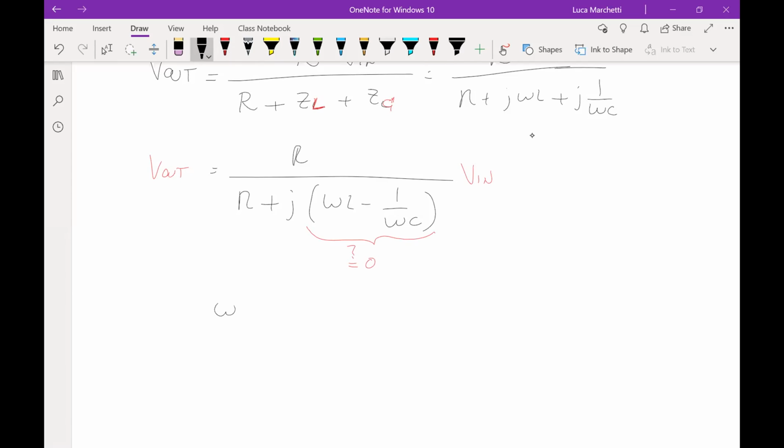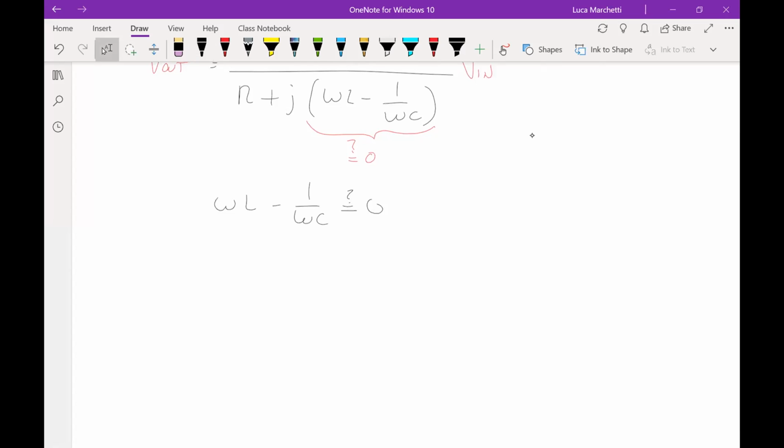How to answer this question? Well, we just have to set the equation as described in the question, right? So omega L minus 1 over omega C, we have to verify if this can be equal to 0. So we have to find the value of omega that brings this to 0 and check if this is possible. If we solve this equation, then we get omega L equal to 1 over omega C. Omega is equal to 1 divided by the square root of LC.